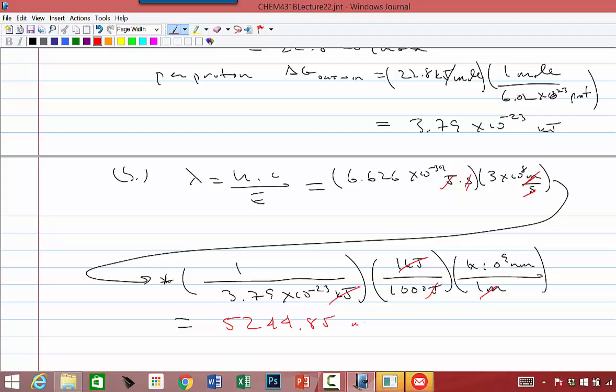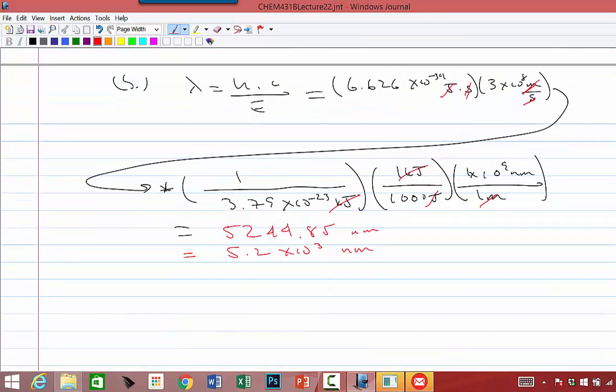244.85 nanometers. We'll just say 5.2 times 10 to the third nanometers, right? Okay. So that is the wavelength of light, but I'm missing one thing. I didn't talk about efficiency, right?